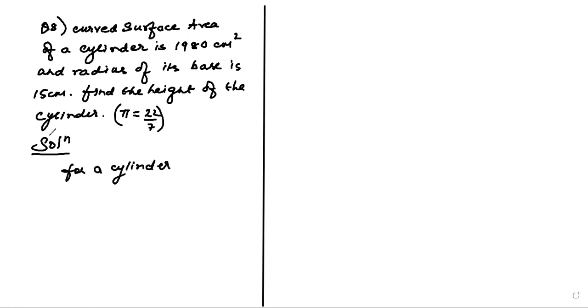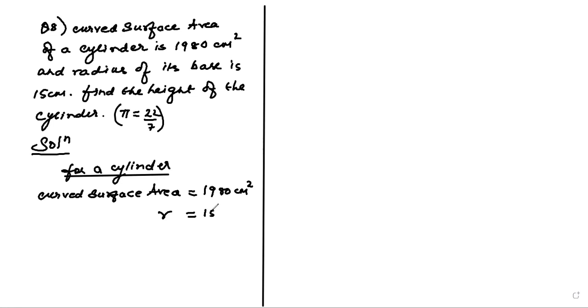Now what is given, children? For a cylinder, the curved surface area is given. Curved surface area is 1980 centimeter square. Radius of the base, R, is given as 15 centimeter. Find the height of the cylinder. And pi's value, you should take it as 22 upon 7.